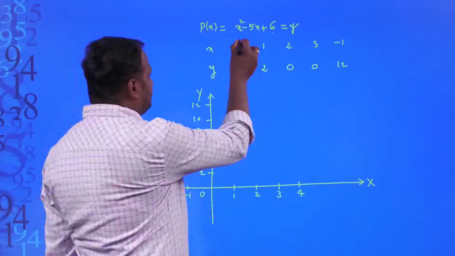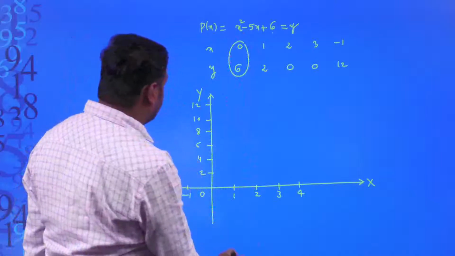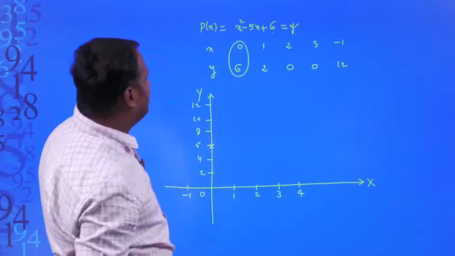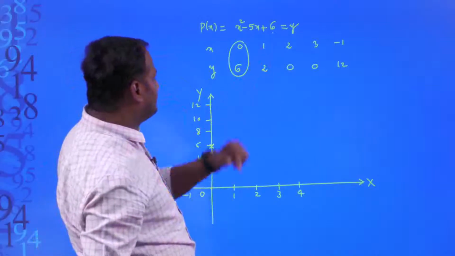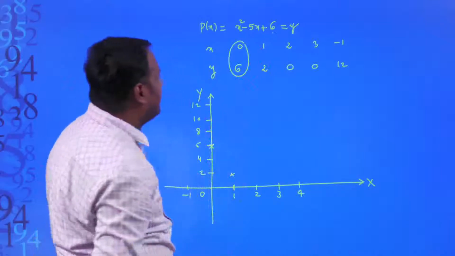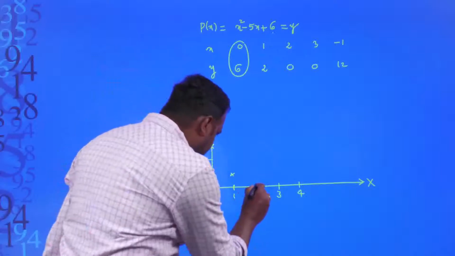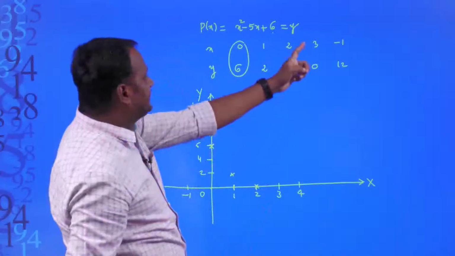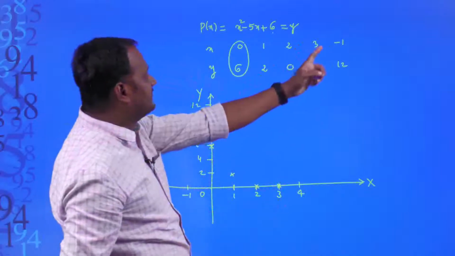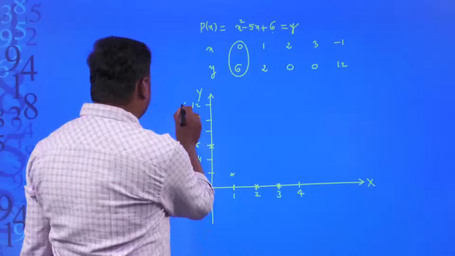So the first point is when x is 0, y is equal to 6. So this is my first point. And coming to the second point, when x is equal to 1, y is equal to 2, is this point. And the third one, when x is equal to 2, y is equal to 0. When x is equal to 3 also, y is equal to 0. When x is equal to minus 1, y is equal to 12, is this point.